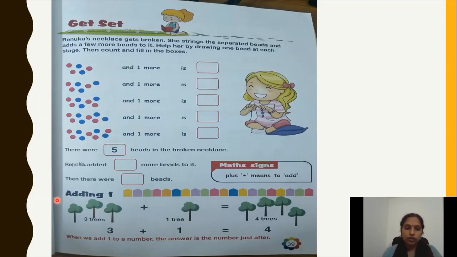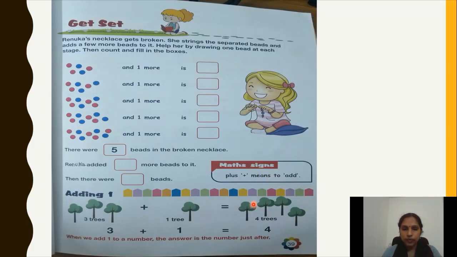Very good. Now look here. See the screen where I am marking. Adding 1. Can you see this? Adding 1. Yes or no? Can you see? Okay. Now can you count and tell me how many trees are given there? 3 trees are given. And they are going to add one more tree. They are going to add what? One more tree. So totally how many trees we have? 1, 2, 3, 4. So 3 plus 1 gives you 4.